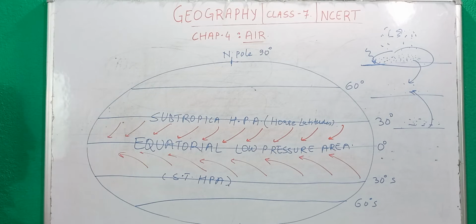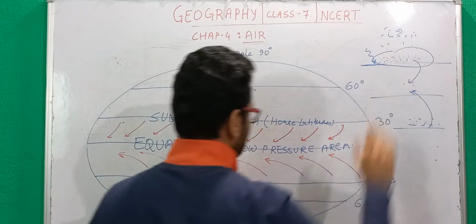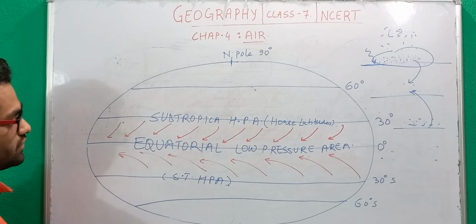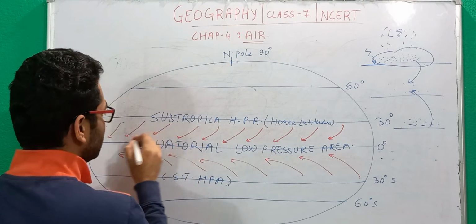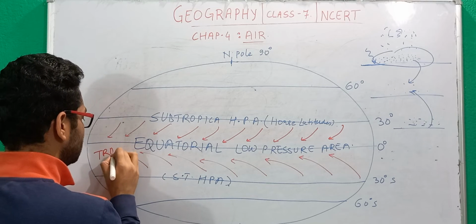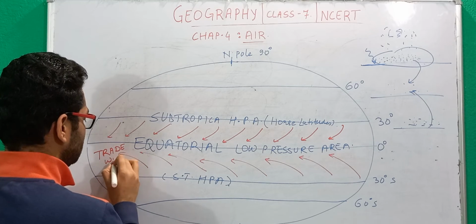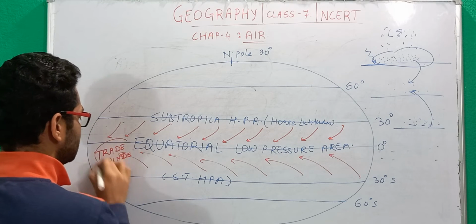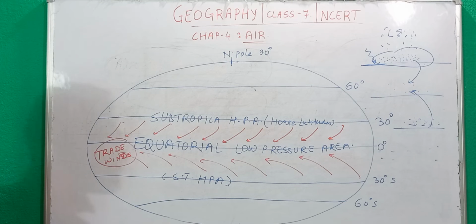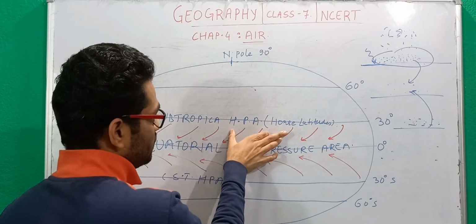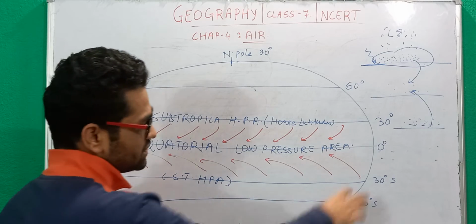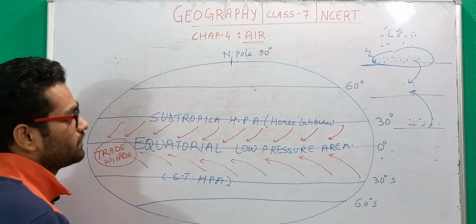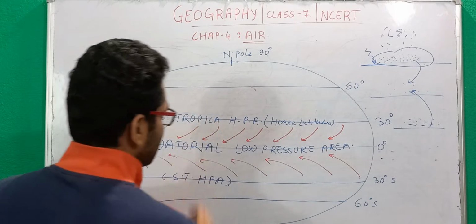This wind getting concentrated at the equator from both these areas, these winds are concentrating at the equatorial low pressure area. They are basically called trade winds. This one is called the northeast trade wind. This is called the southeast trade wind, because they are coming from the east direction. That is why. Now this is the subtropical high pressure area.